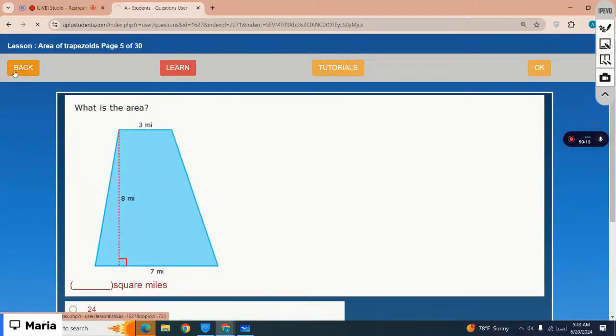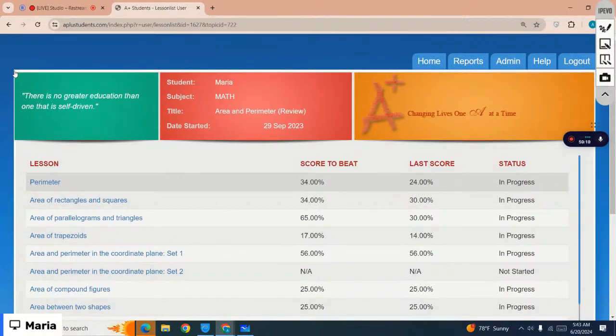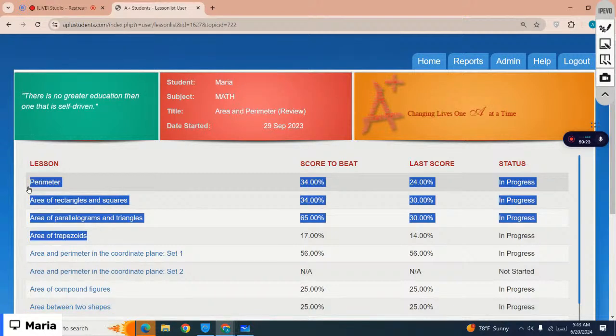So we were working on grade 10 math. The chapter we were working on is area and perimeter. The lessons we have covered today are perimeter, area of rectangles and squares, area of parallelograms and triangles, and area of trapezoids. So please make sure before the next session you complete all the practice questions for the lessons we did today. That is your homework until the next session, right?